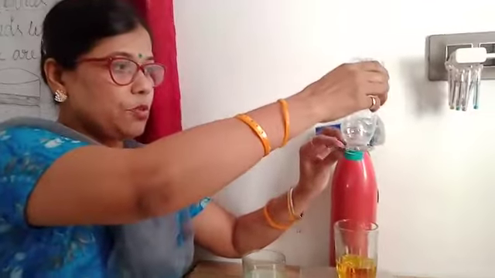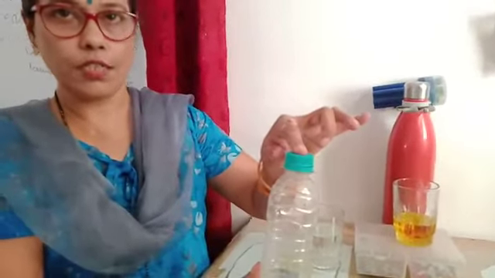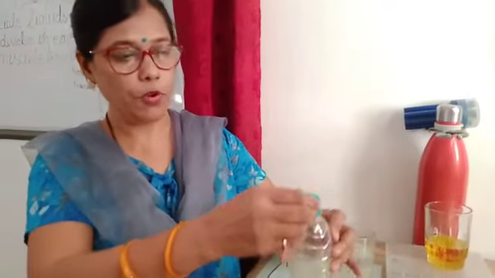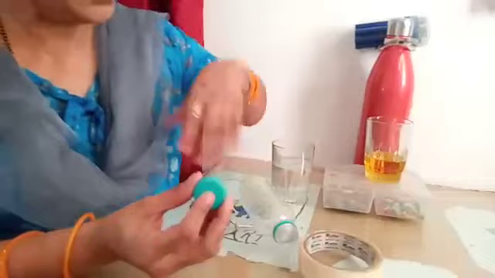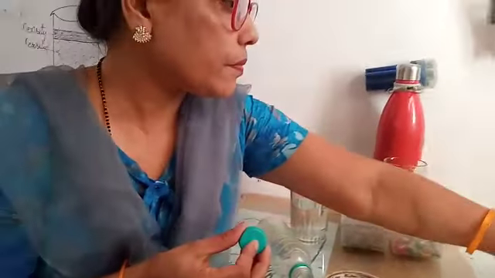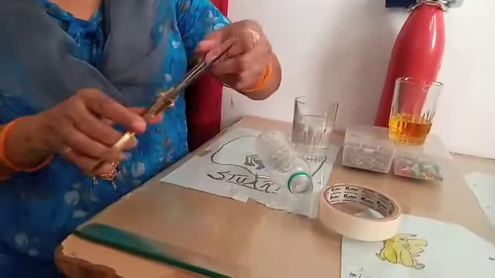I have taken a disposable bottle. This is the small size disposable bottle. This bottle I will use today as a separating funnel. But before using it, I will do something with this bottle. This is the cap of the bottle. I will make a hole in the cap of the bottle.